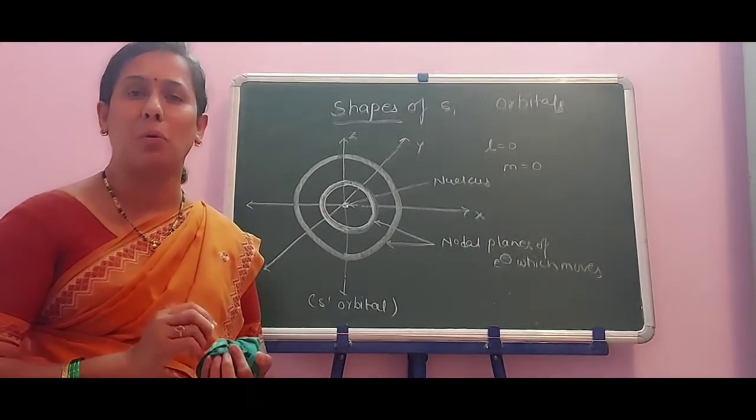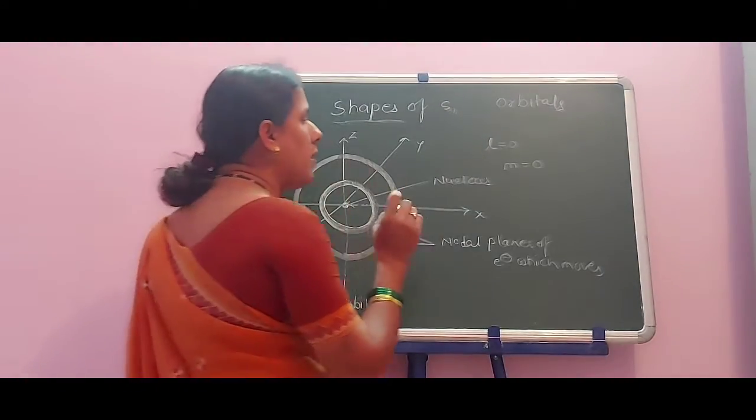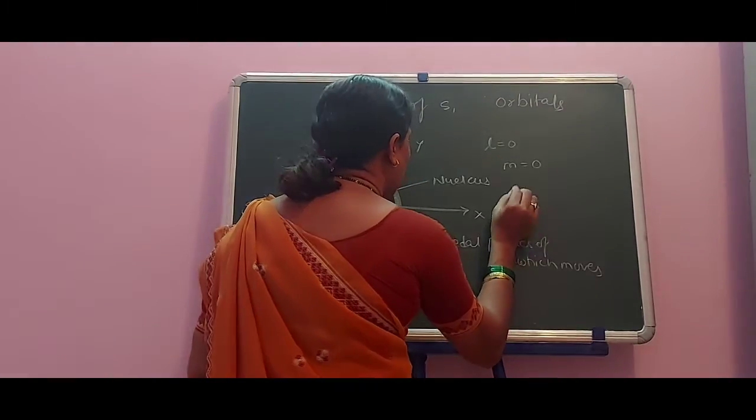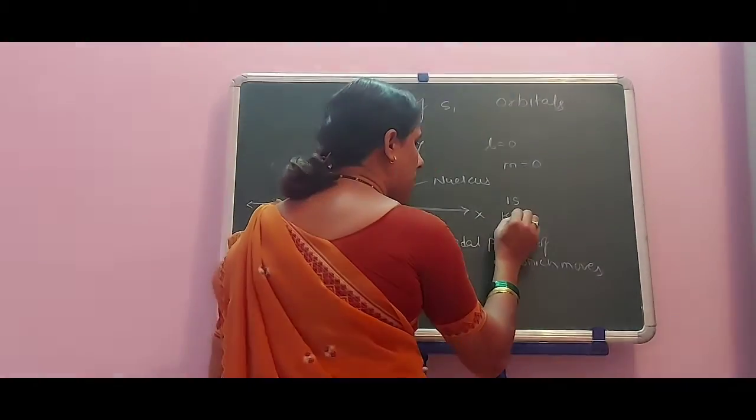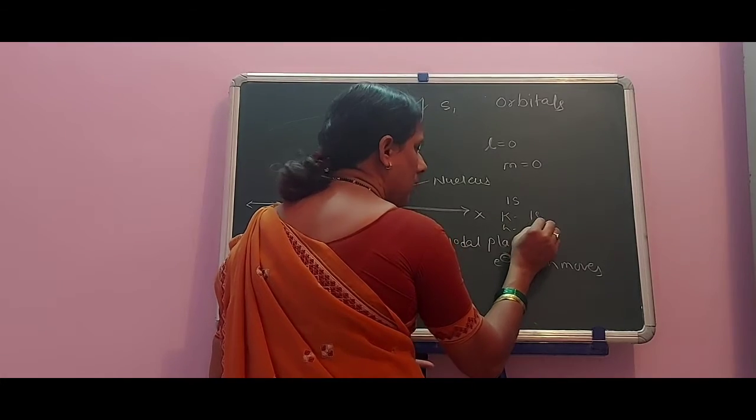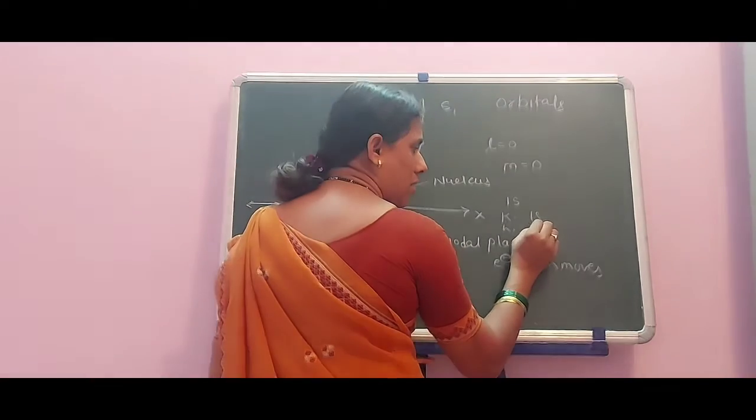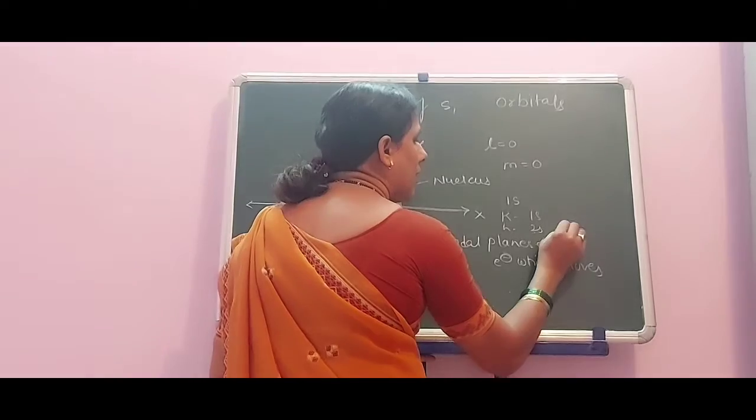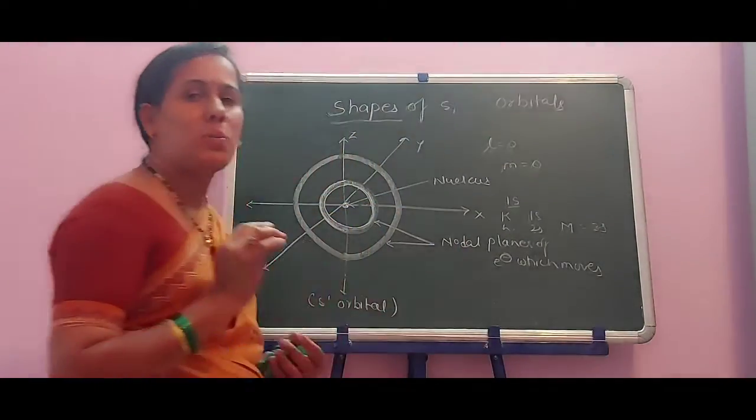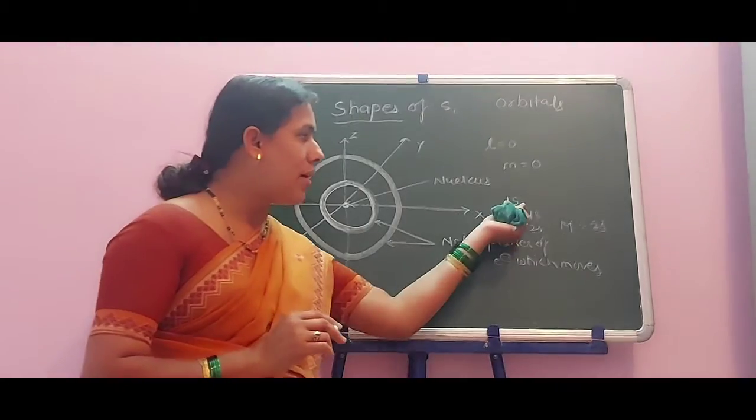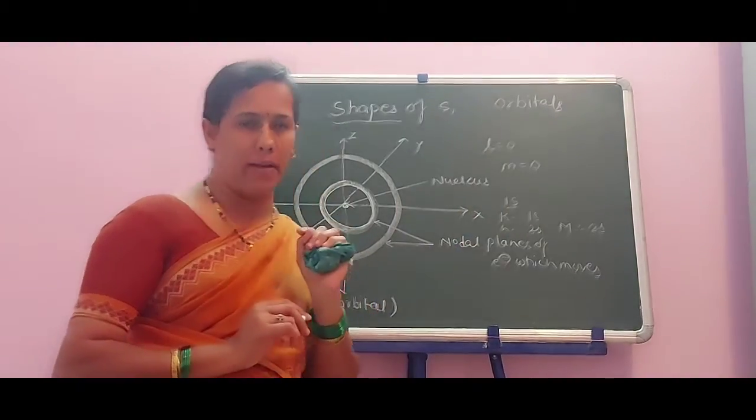Therefore, there is only one s orbital. In the K shell, that is one s orbital. In the L shell, one 2s orbital. In the M shell, a 3s orbital. Therefore, the degeneracy of s orbital is equal to 1.